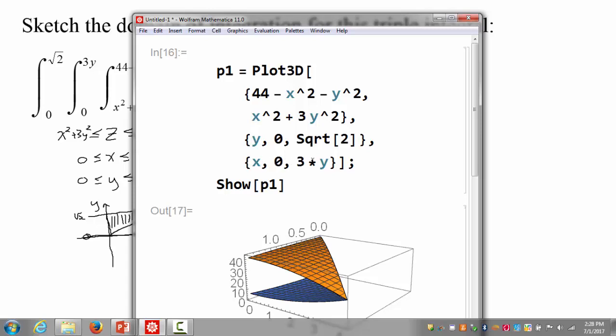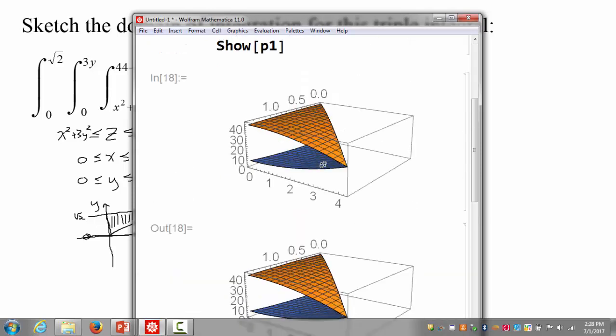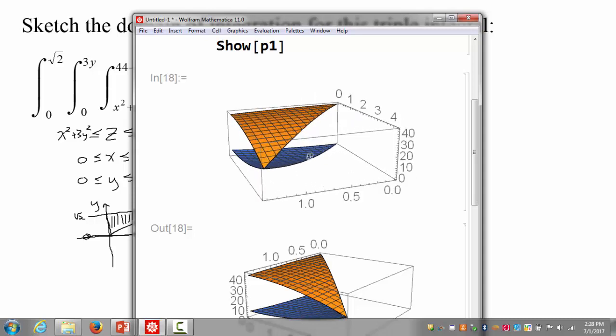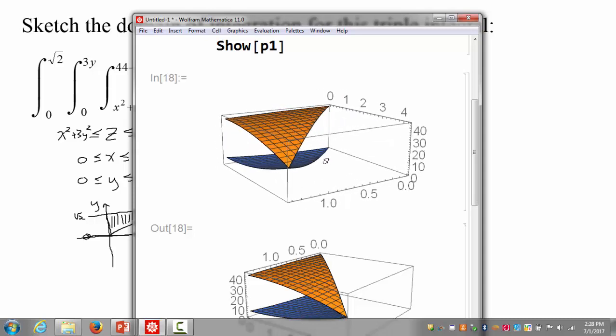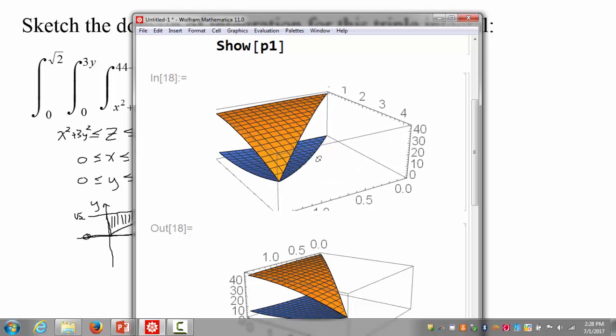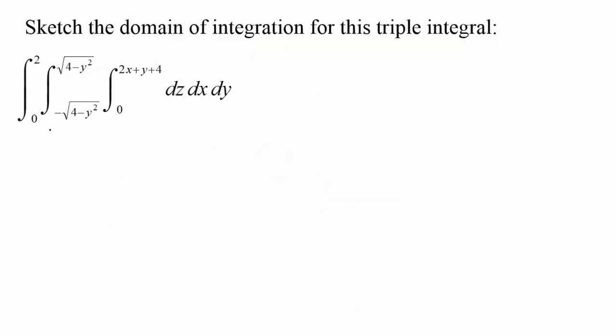So then I could just show that plot, and it looks like I didn't express the output. You can sort of see our elliptic paraboloids opening up and opening down, and coming together right at this point in the middle. Let's look at another example.